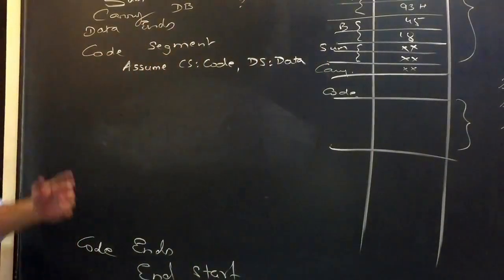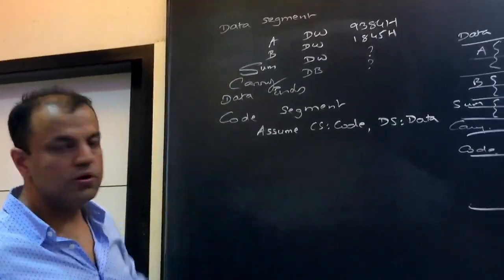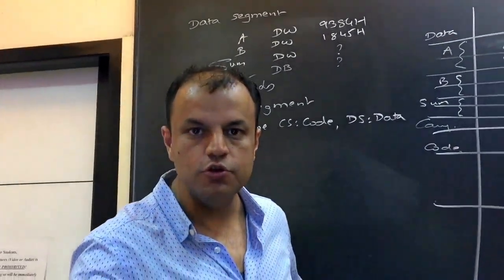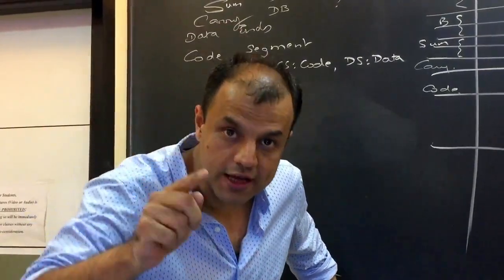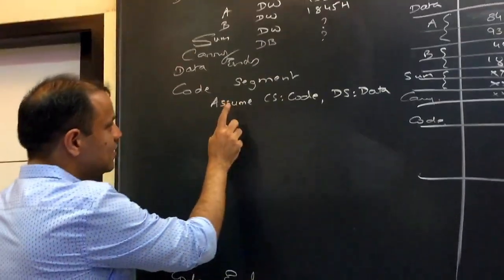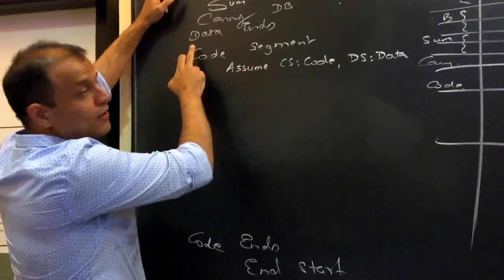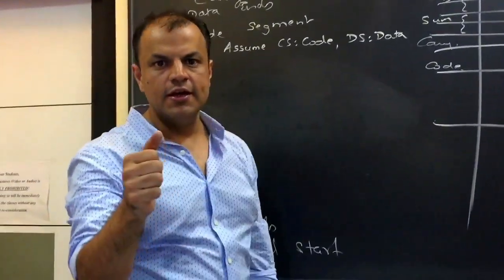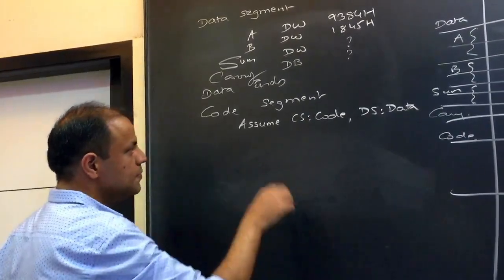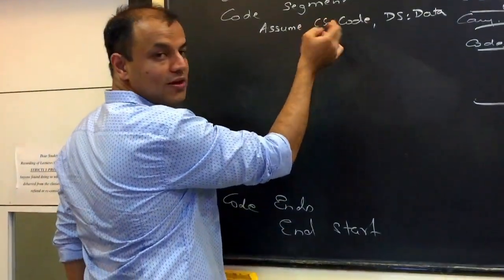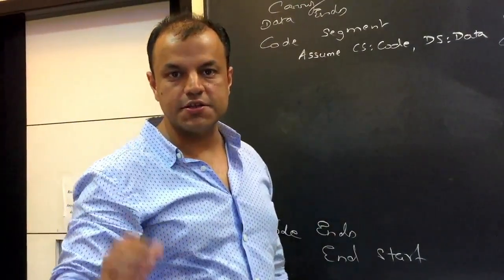Come on, look here. Remember, right in the beginning of the video, I told you, data and code, what are they? They are just names. You could have called them X and Y, doesn't matter. Now, you are associating those names with the actual segments. You're telling the assembler to assume the segment whose name is code to be the actual code segment and the one whose name is data to be the actual data segment. Suppose I would have named the segments D and C. What would this statement be then? Assume CS::C, DS::D. It would still be a valid statement.